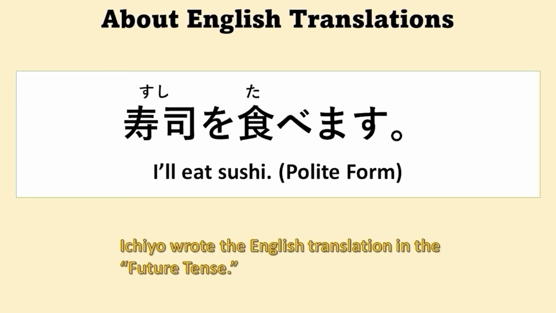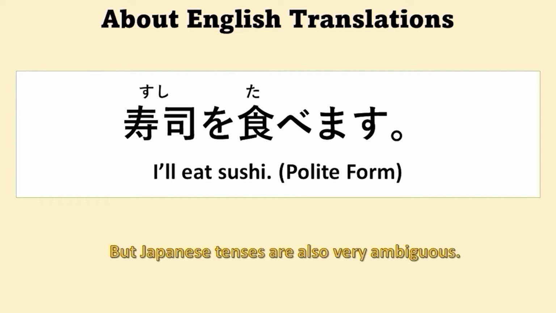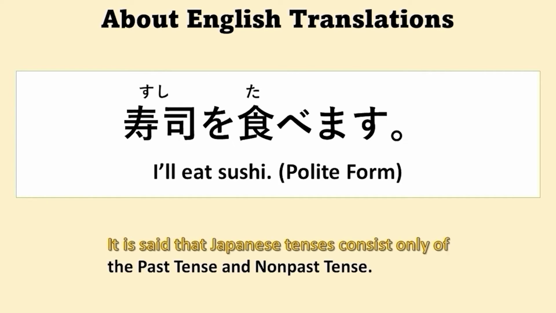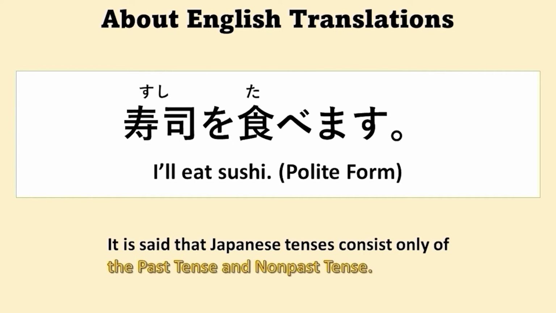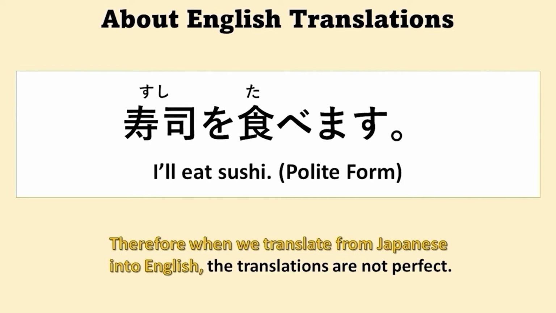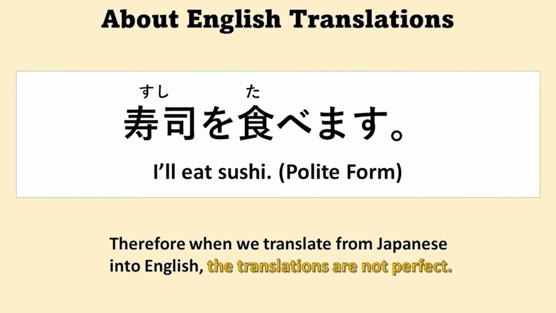Ichiyo wrote the English translation in the future tense. But Japanese tenses are also very ambiguous. It is said that Japanese tenses consist only of the past tense and non-past tense. Therefore, when we translate from Japanese into English, the translations are not perfect.